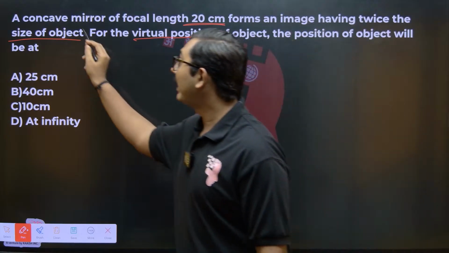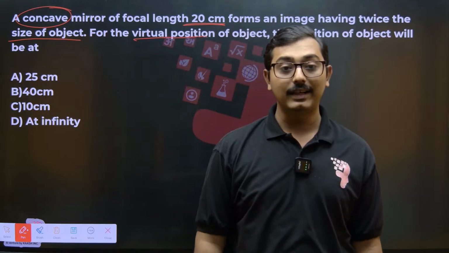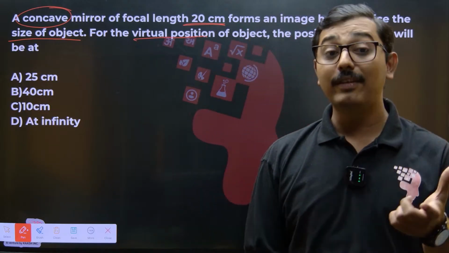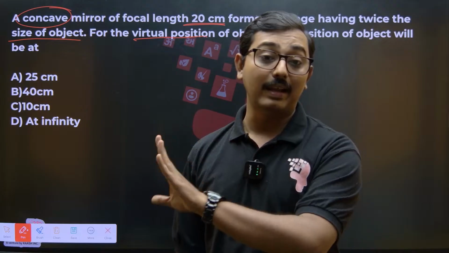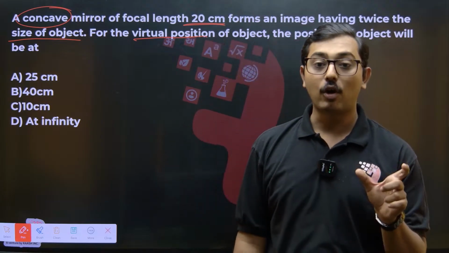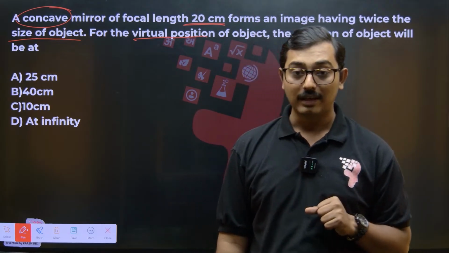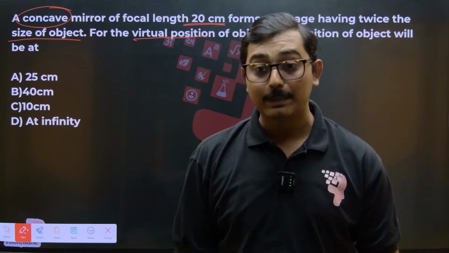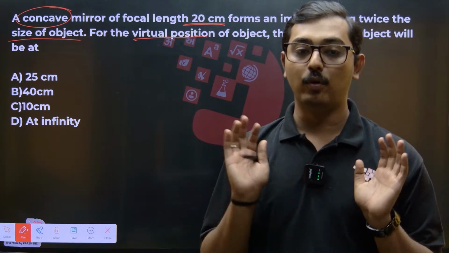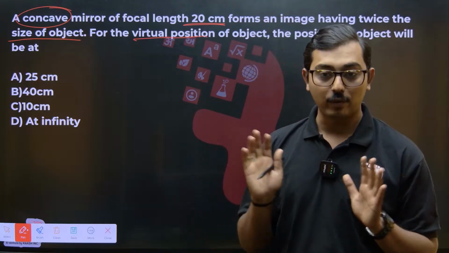Now, what kind of mirror is it? It is a concave mirror. And when will we get a concave mirror providing a virtual image? When a concave mirror provides us a virtual image, it is only possible when the object is between focus and pole.